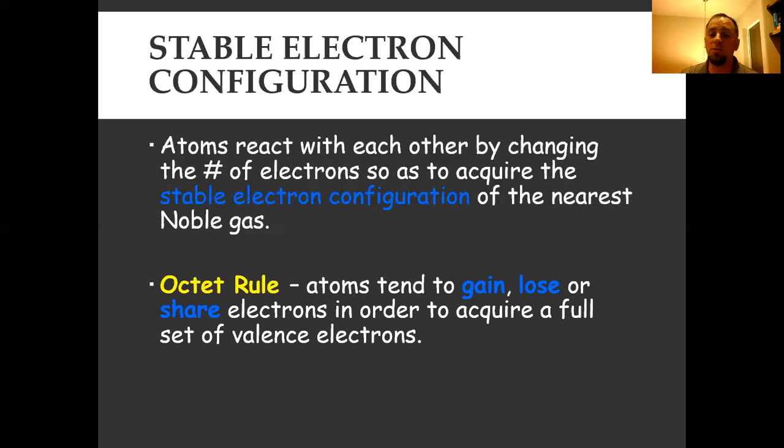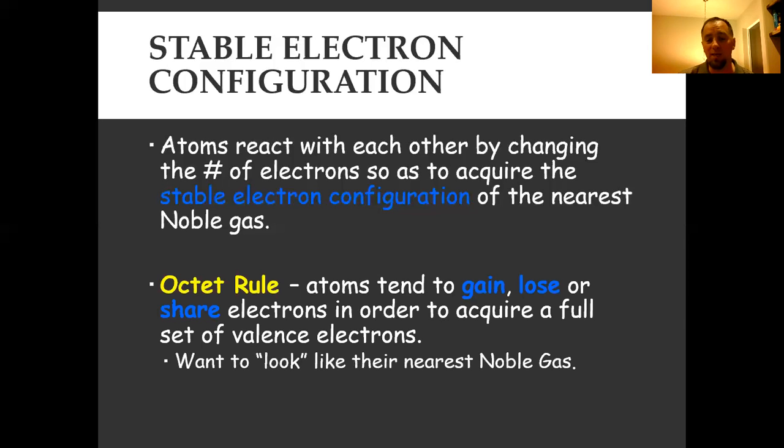The octet rule says that atoms tend to gain, lose, or share electrons in order to acquire a full set of valence electrons. We'll get into some other types of bonding after we talk about ions, where they share those electrons, but for now, we're going to look at how they gain and lose those electrons to fit into the octet rule. They want to look like that nearest noble gas.